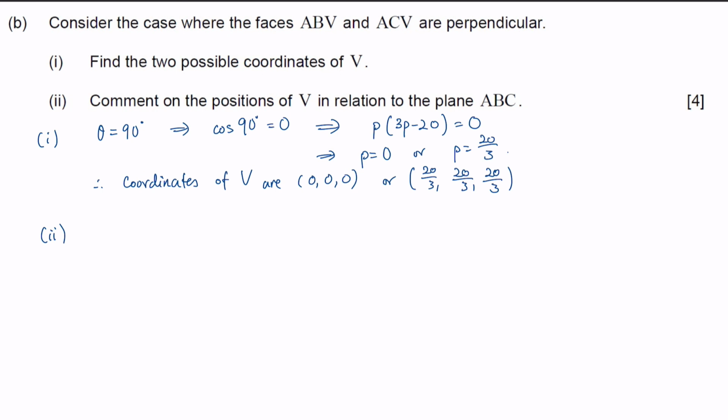Part 2, comment on the positions of V in relation to the plane ABC. Well, what I think we will be able to see is something like this. Here's the plane ABC, and the point V, when this is 90 degrees, can either be here, but it also might be on the other side. So realistically, geometrically speaking, we can see that the two points are on opposite sides of the plane.